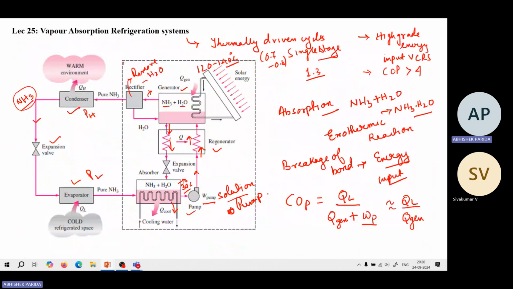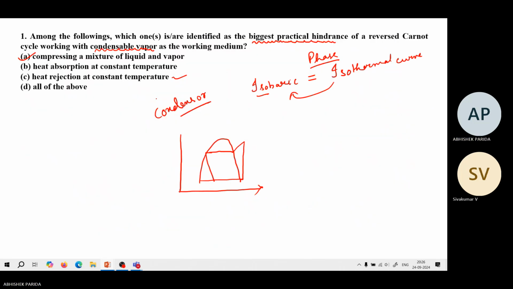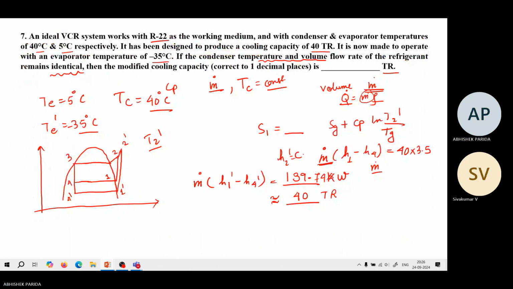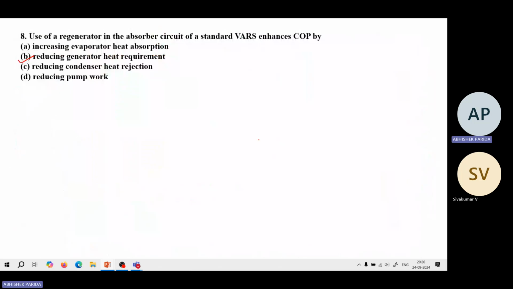Because if you remember, I go back, you might have forgotten which one is the regenerator. The regenerator is this heat exchanger, where the high concentration fluid is going at a low temperature, and the low concentration fluid is coming at a higher temperature. So they will exchange the heat between themselves, and thus you need to provide less heat at the generator. So the correct answer is reducing the generator heat requirement, and that will enhance the COP, because if Qgen reduces, of course the COP will increase.